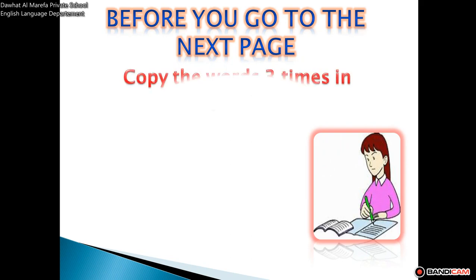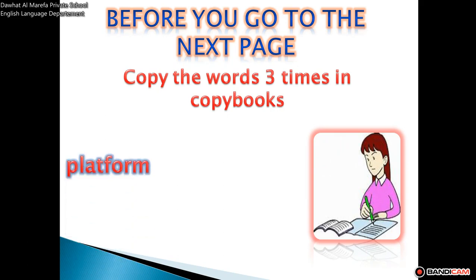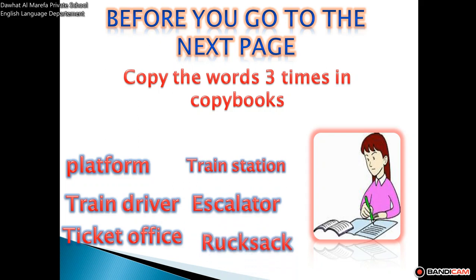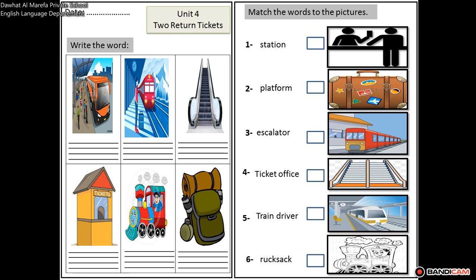Before we go to the next page, you are going to write. Bring your copybooks and pencils and copy the words 3 times in your copybooks in order to remember them. Platform, train driver, ticket office, train station, escalator, and rucksack. You're going to write the list in your copybooks 3 times and then open this page in your booklets.